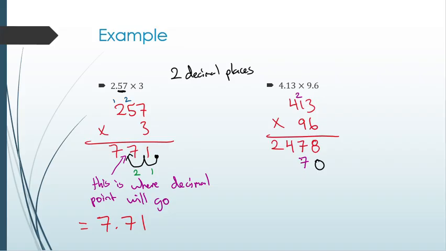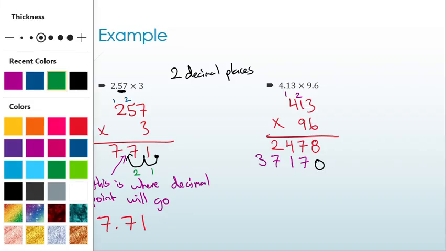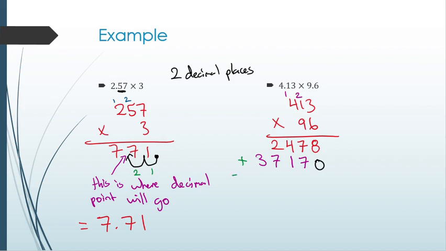So 3 times 9 was 27, put the 7 here, carry the 2. 1 times 9 is 9, plus the 2 gives me 11. Now carry the 1. And then 4 times 9 here is 36, plus 1 is 37, like so. And then finally at the end, all you're going to do is just add these numbers up.